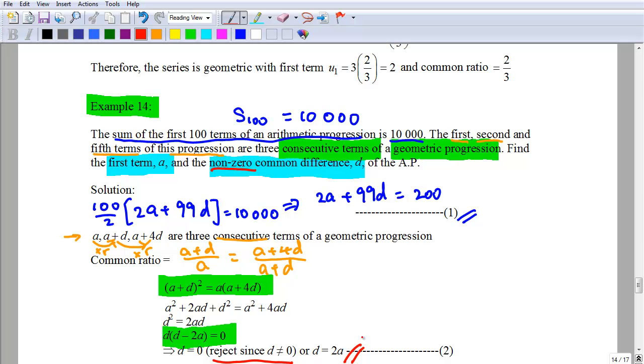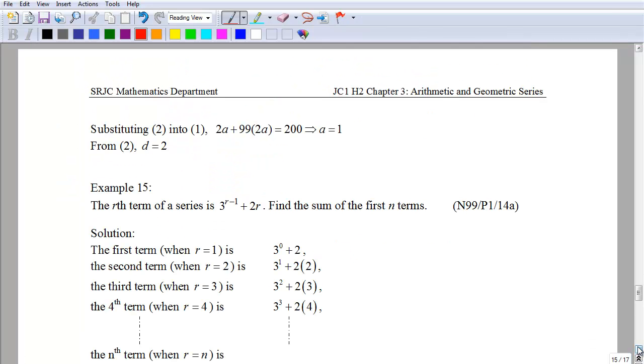Since we are asked to find the first term a and the common difference d, we need two equations, and we exactly have the two equations in a and d from equation 1 and 2. Solving these two equations simultaneously, we will be able to obtain our a equals 1 and d equals 2. Now, that's the end of example 14. Thank you.